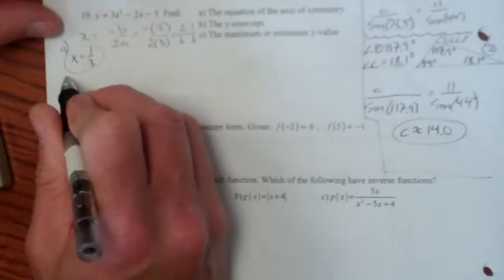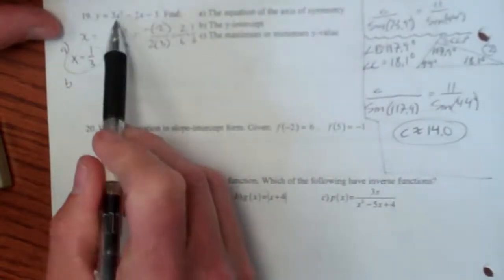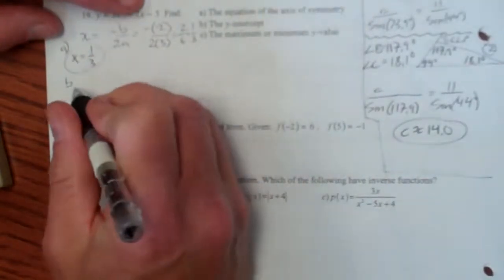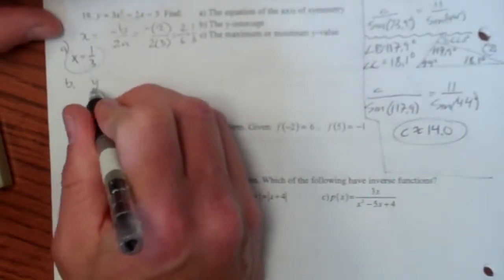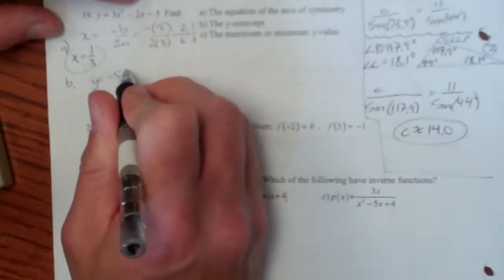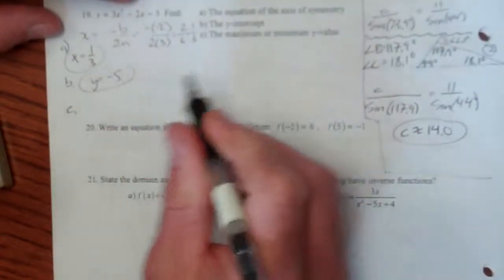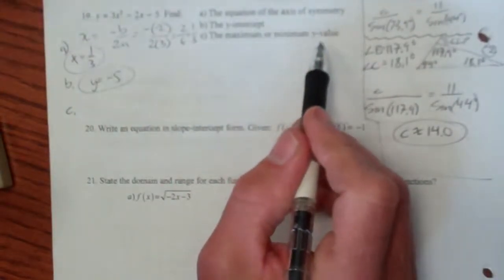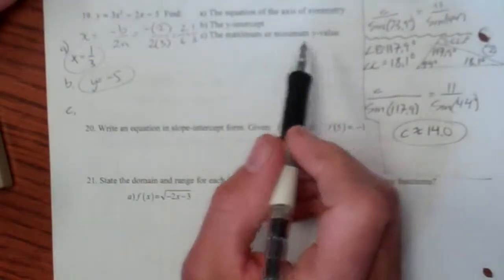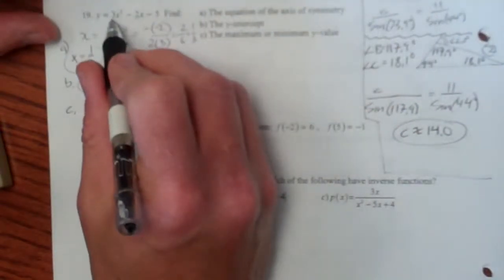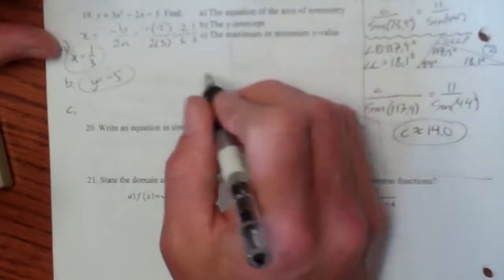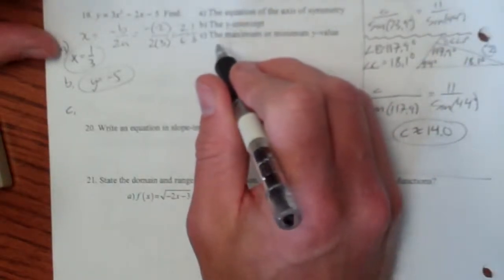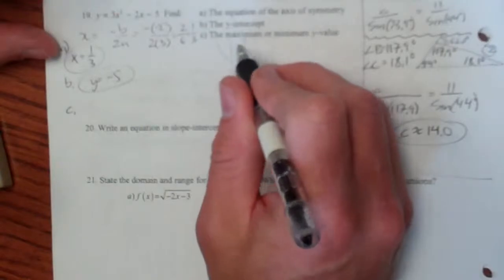Then for b, the y-intercept is when x is 0. That's easy. That's y equals -5. And then c, the maximum or minimum y value. The minimum y value is going to be when the parabola opens up, which it does because 3 is positive. So it's going to be a parabola that goes something like that.